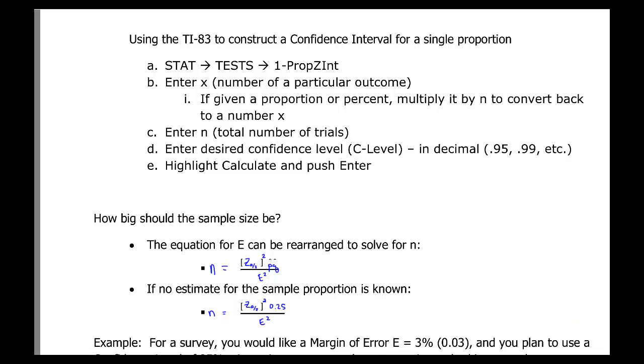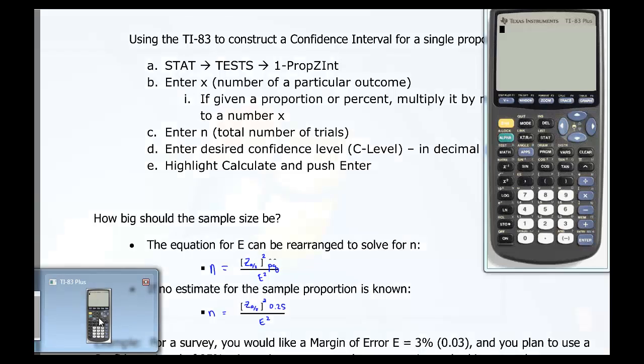Our calculator can do the same thing we just did, calculate a confidence interval for a single proportion, but a lot faster. So let's bring up a calculator and see how to do that.